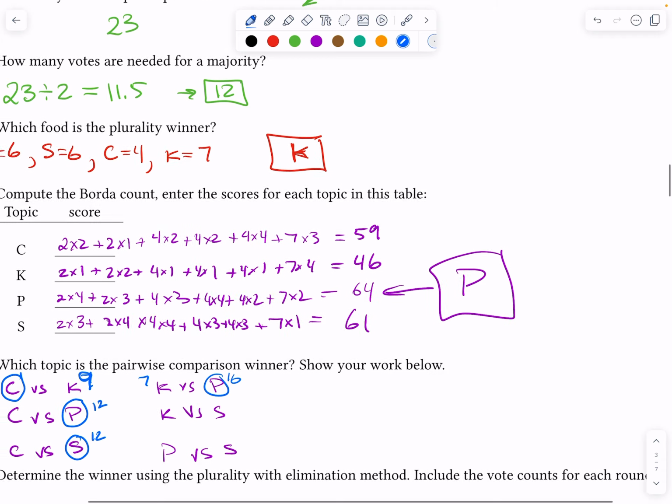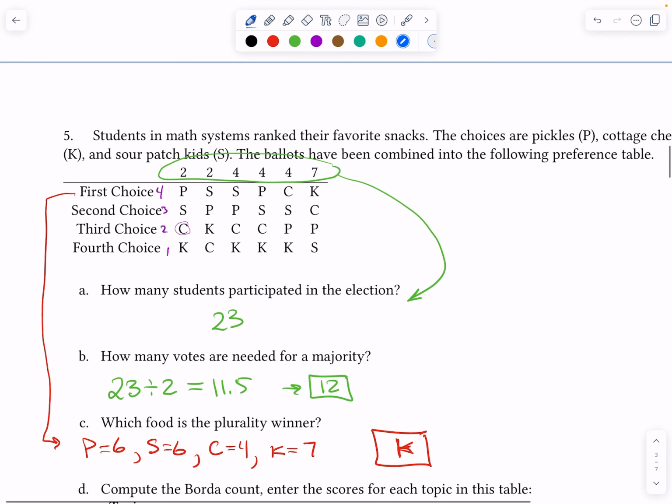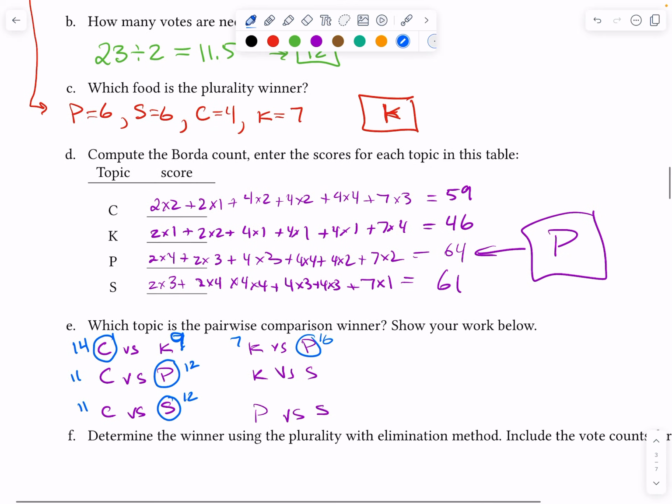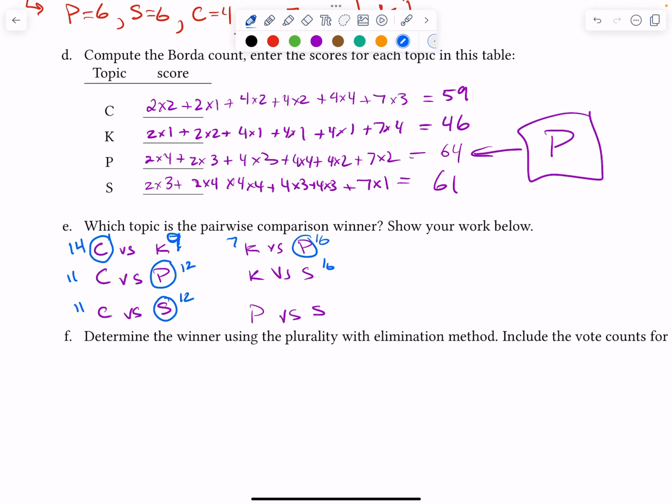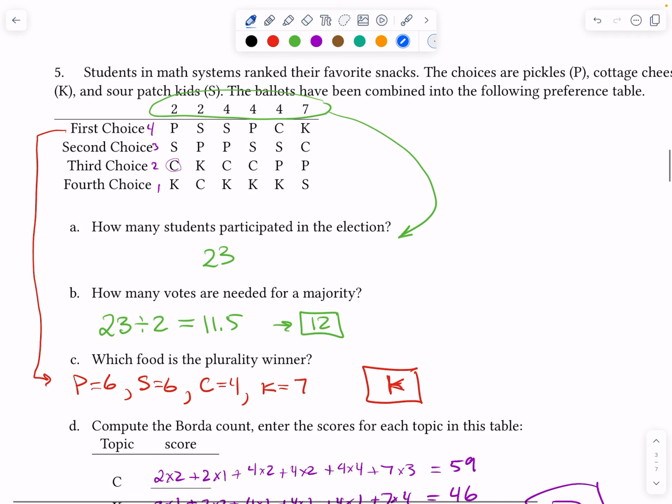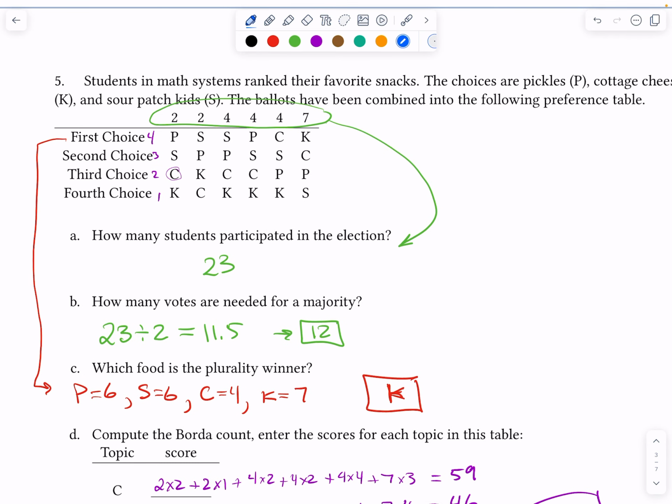Okay, almost done. K versus S. So I believe this is also going to be 16 to 7, where S wins. No one likes kale. Well, someone does. 7 people like kale.